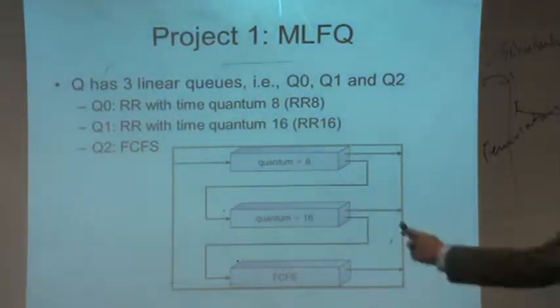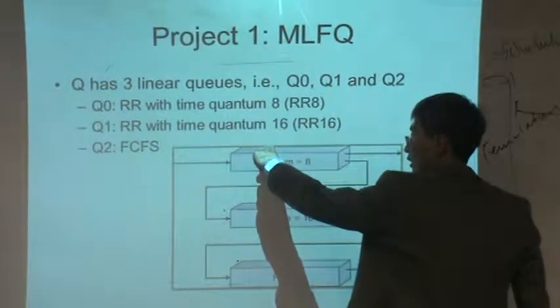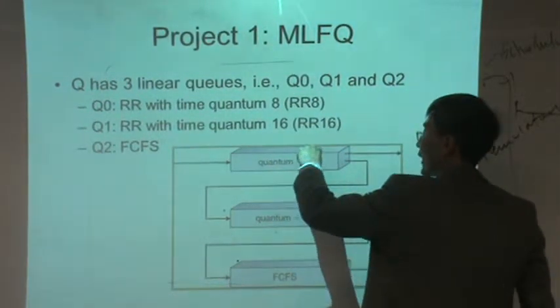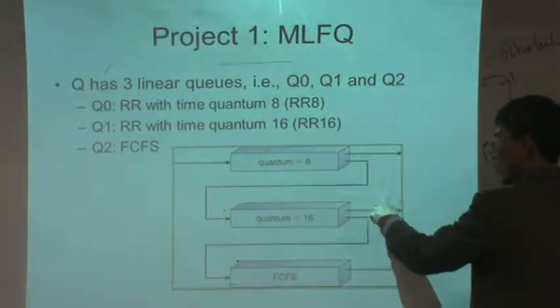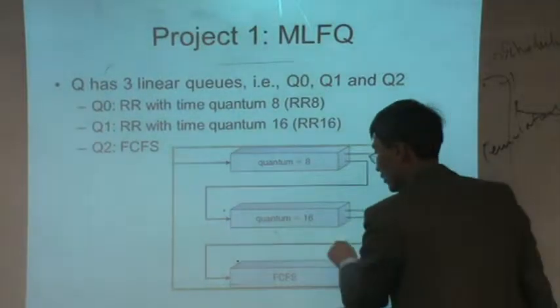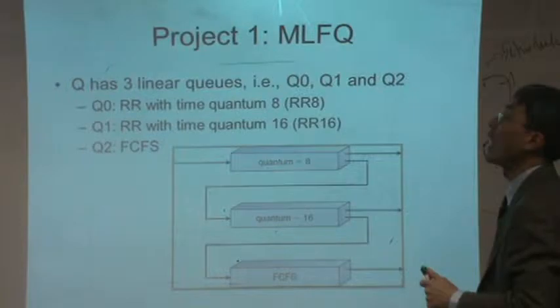So one requirement is that a process enters this one first, quantum size 8. If that is done, yes. Otherwise, move to the next. If that is done, terminate. Otherwise, move to first come first serve. But finally, it will be complete.